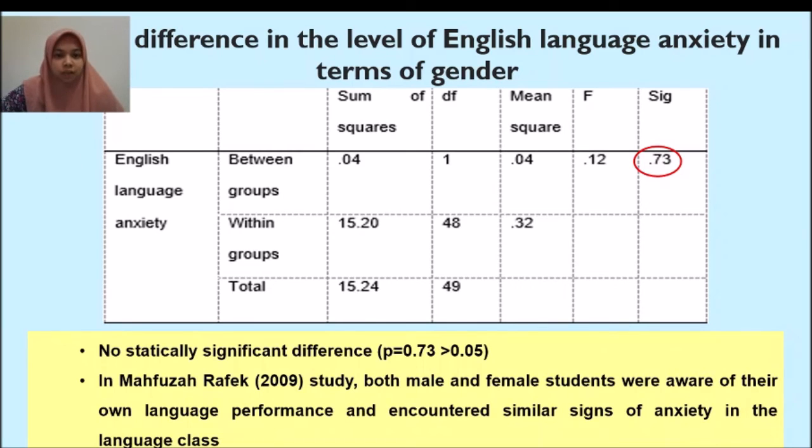The third one is the difference in the level of English language anxiety in terms of gender. According to the data, the significance value is 0.73, which is higher than 0.05, the level of significance. Therefore, it is concluded there is no statistically significant difference. In Mahfuza Razak 2009 study, both male and female students were aware of their own language performance and encountered similar signs of anxiety in the language class.